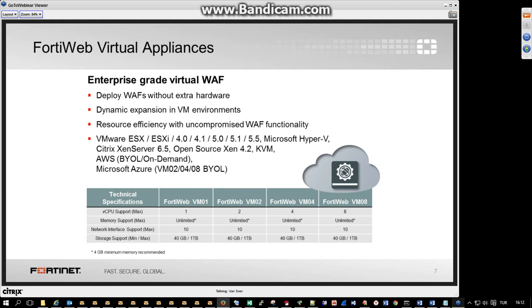In terms of which VM to pick, it's really about the vCPU. It's really similar to all other Fortinet VM solutions. So we've got the VM01 with 1 vCPU all the way up to VM08.